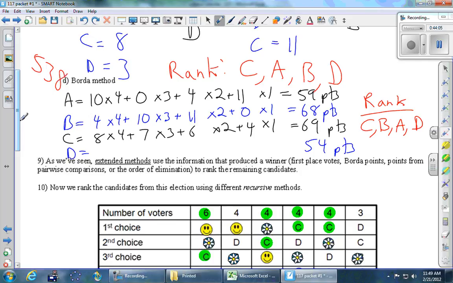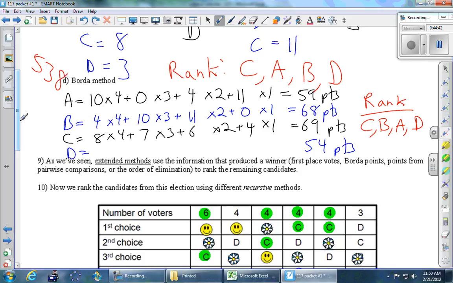But it's not as simple as just saying, okay, and then 68 points is second place, because that 68 points was based on how many candidates? There were 4 candidates. But if you eliminate the winner, if you cross C off, now there's only 3 candidates. First place votes are now worth how much? 3. The points all change. Everything changes. So we're not going to do it. But I just want to make sure you're aware that it's not as simple as just 69 and then 68 and then 59 and 54. The numbers will change once you eliminate the winner.